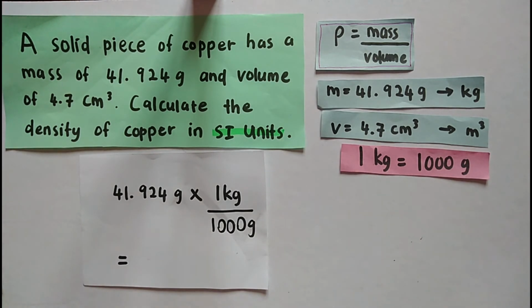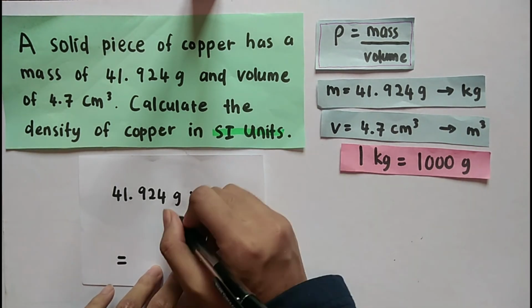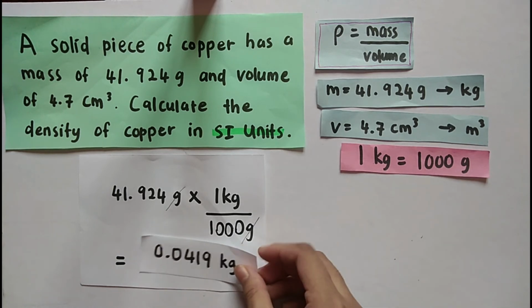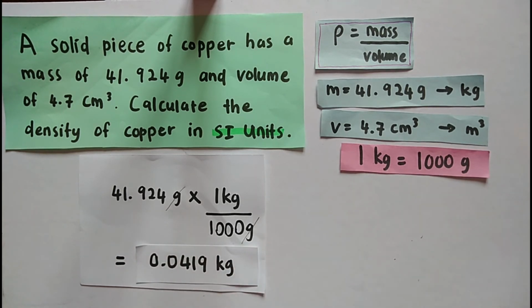41.924 gram multiplied with 1 kilogram divided by 1000 gram. We can cancel these 2 gram and we can solve this equation. 41.924 multiplied with 1 kilogram, then divided with 1000, and we will get the conversion answer, which is 0.0419 kilogram.